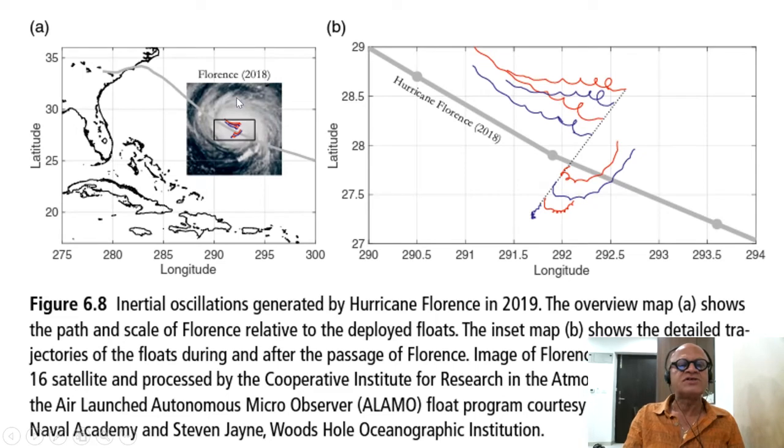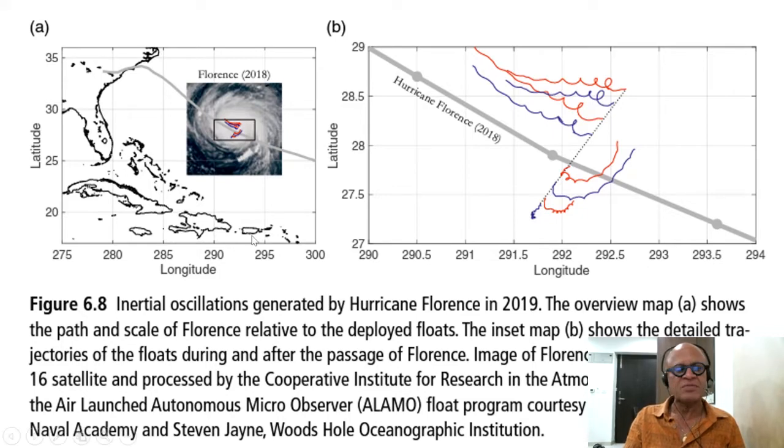Okay, so this is an example of Hurricane Florence in 2018 that passed by, and inertial oscillations generated by Florence. It says 2018, but here it's 2019, obviously a mistake. The overview map here shows the path and the scale of Florence relative to the deployed buoys, floats. The inset map B here shows the detailed trajectories of the floats during and after the passage of Florence.